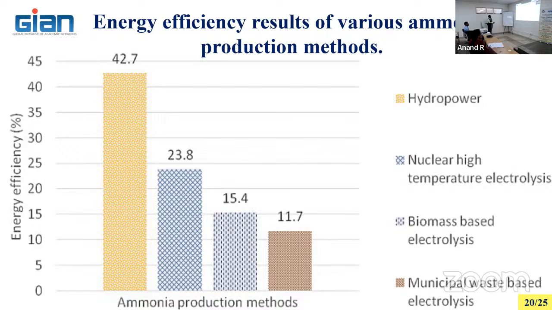Then you are bringing in the different ways of using the power, from an energy efficiency perspective. Energy efficiency is high for hydropower. Nuclear is 23.8, biomass-based electricity is 15.4, and the municipal waste is 11.7. So among all the methods, if you go for biomass and municipal waste, the energy conversion efficiency is low compared with nuclear and hydro, because the loss is going to be less for hydropower as well as nuclear power, whereas the loss is about 85% here. For municipal waste, around 89% is going to be waste.